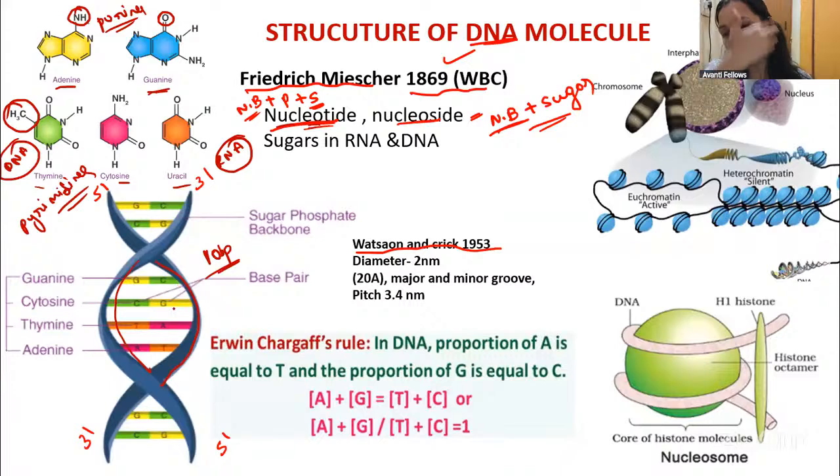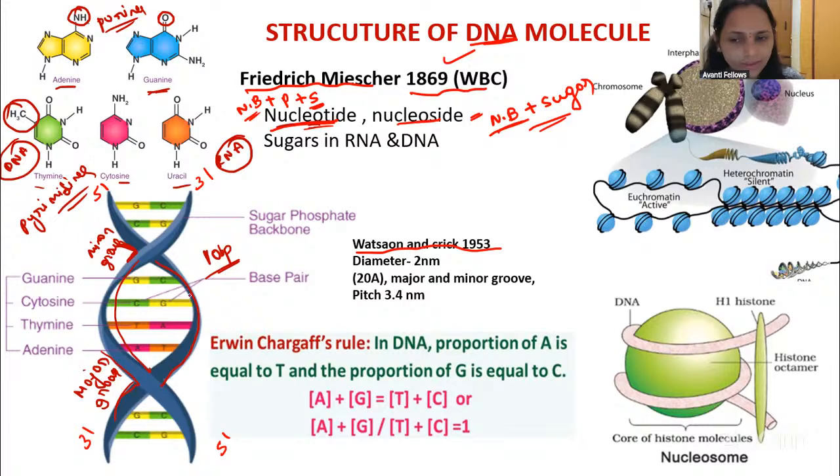Here you can see this is called the minor groove, and the larger one we are going to call the major groove. Okay, and the 10 base pairs of the DNA are there.